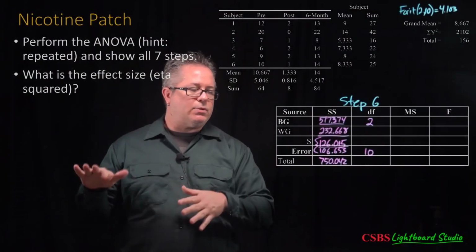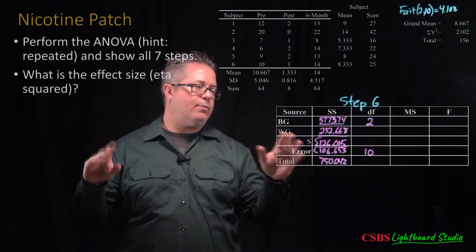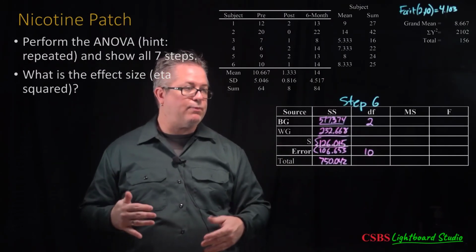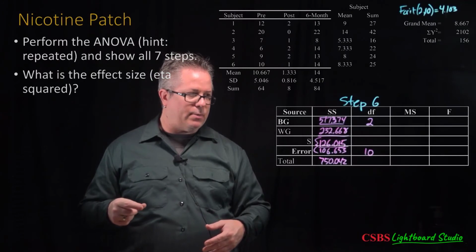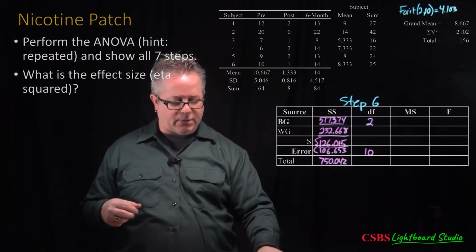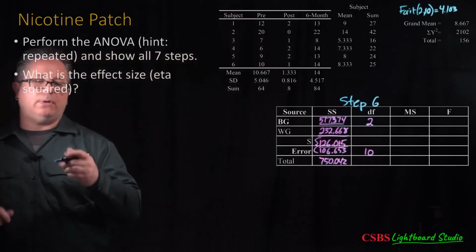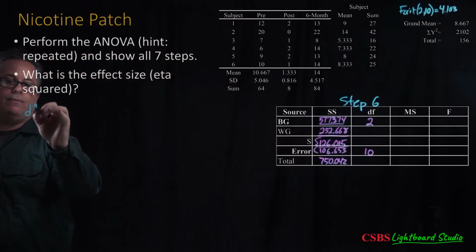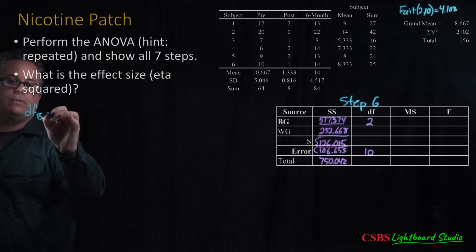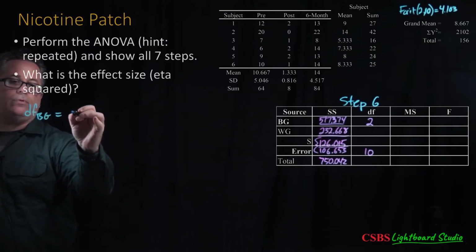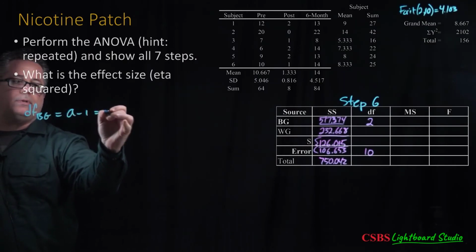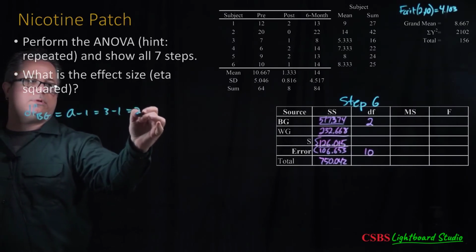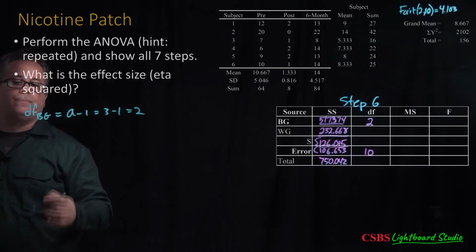All right, now that we have all the sums of squares and we put them in here, we need to figure out the rest of the degrees of freedom to be able to finish this off. So let's look at the degrees of freedom. We've done a couple of these already, but let's make sure we know what we got here. So degrees of freedom for between groups is going to be the number of groups, A minus 1. In this case it is 3 minus 1 equals 2. So we got 2 in there already.